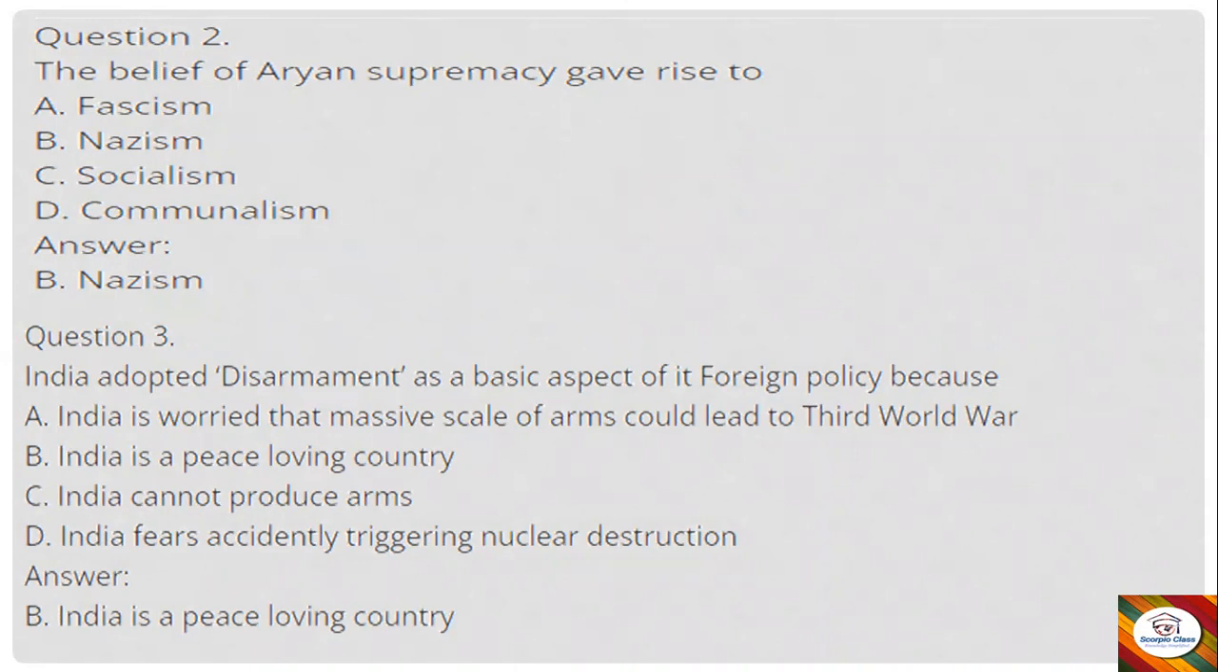Nazism. Question 3. India adopted disarmament as a basic aspect of its foreign policy because A. India is worried that massive scale of arms could lead to Third World War. B. India is a peace-loving country. C. India cannot produce arms. Or D. India fears accidentally triggering nuclear destruction. And the answer is option B. India is a peace-loving country.